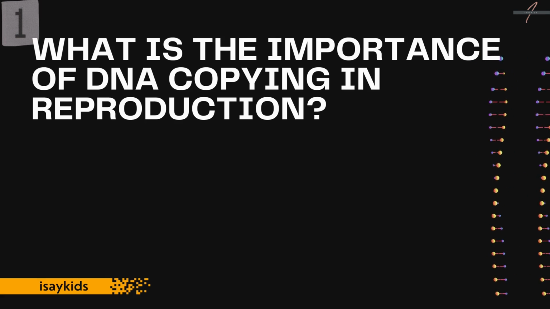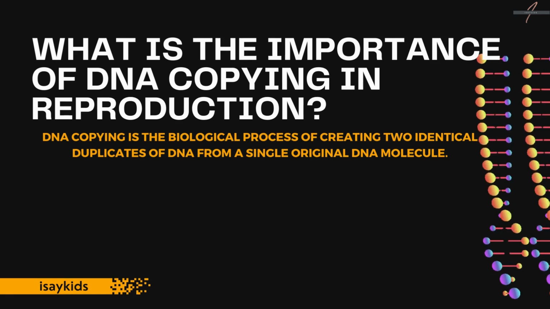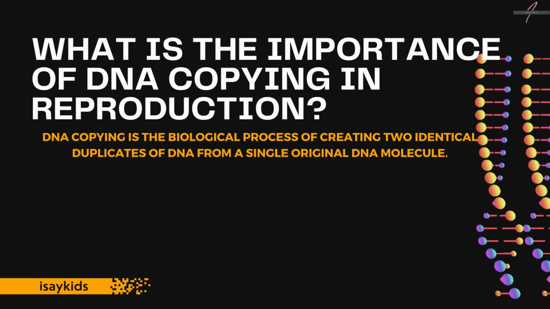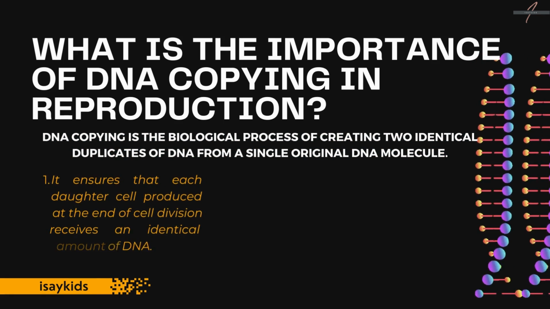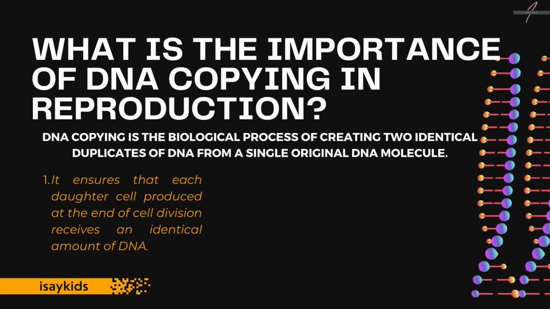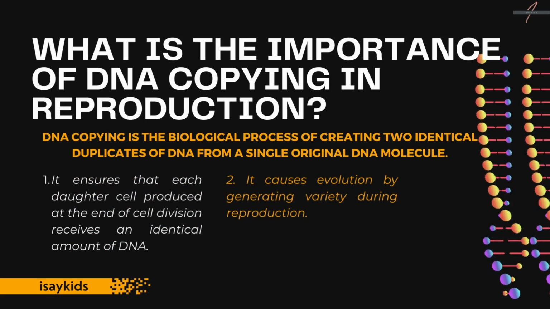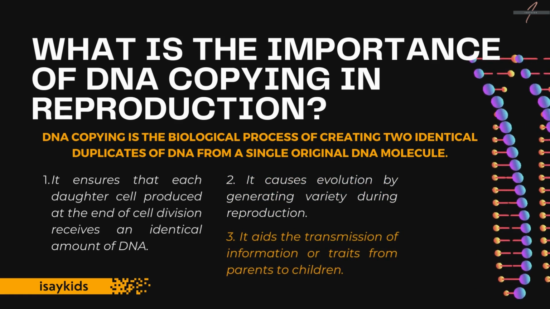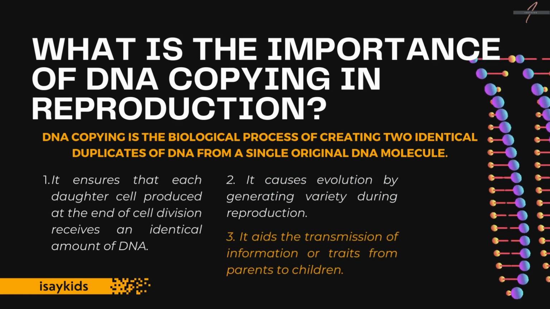What is the importance of DNA copying in reproduction? As we know, DNA copying is the biological process of creating two identical duplicates of DNA from a single original DNA molecule. So, the importance is that it ensures that each daughter cell produced at the end of cell division receives an identical amount of DNA. Also, it causes evolution by generating variety during reproduction. It also aids in the transmission of information or traits from parents to children.